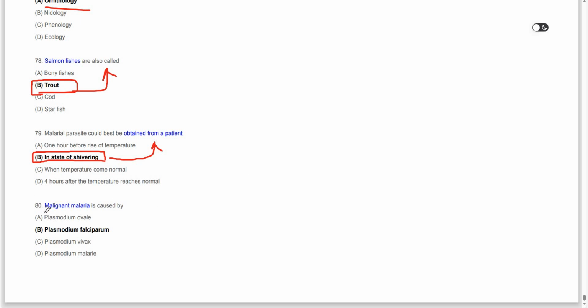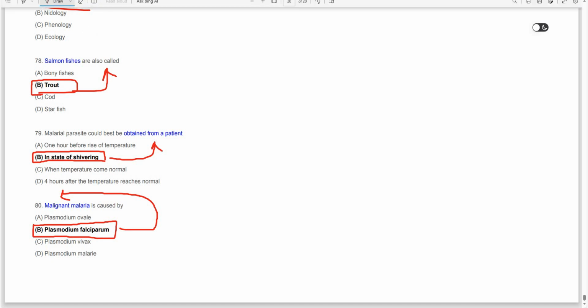Malignant malaria is caused by Plasmodium falciparum. Plasmodium falciparum causes malignant malaria. And we are done here.